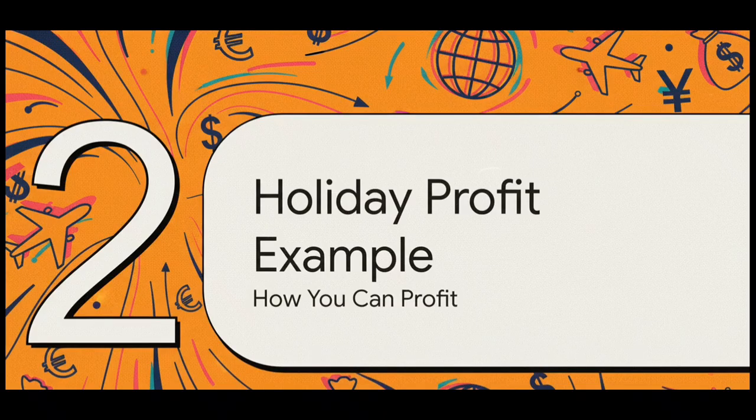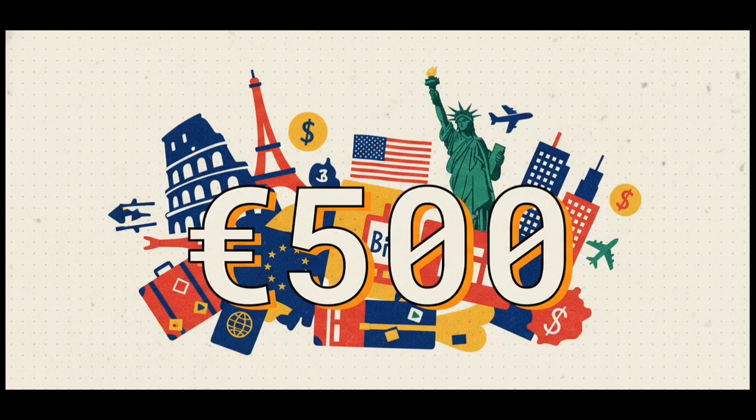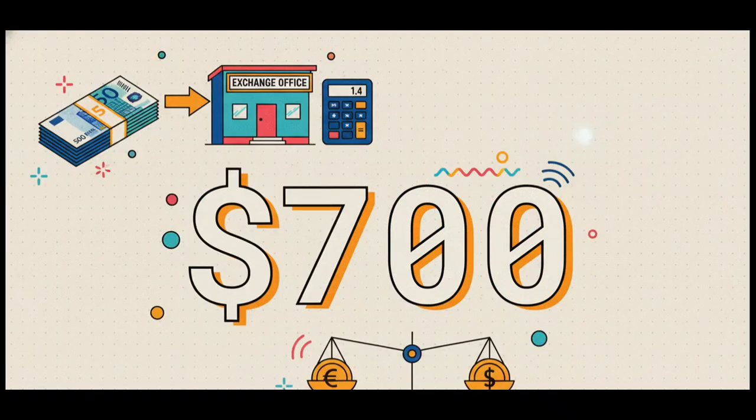Okay, so these rates are always changing. We get that. But how can somebody actually make a profit from it? Let's walk through a super simple example to show you exactly how it works. All right, picture this. Let's say you live in Europe, and you're about to fly to the United States for a vacation. You start with 500 euros in your wallet. So you walk up to the currency exchange, and the rate is 1.4. That means for every 1 euro, you get 1.4 US dollars. So your 500 euros becomes 700 US dollars.